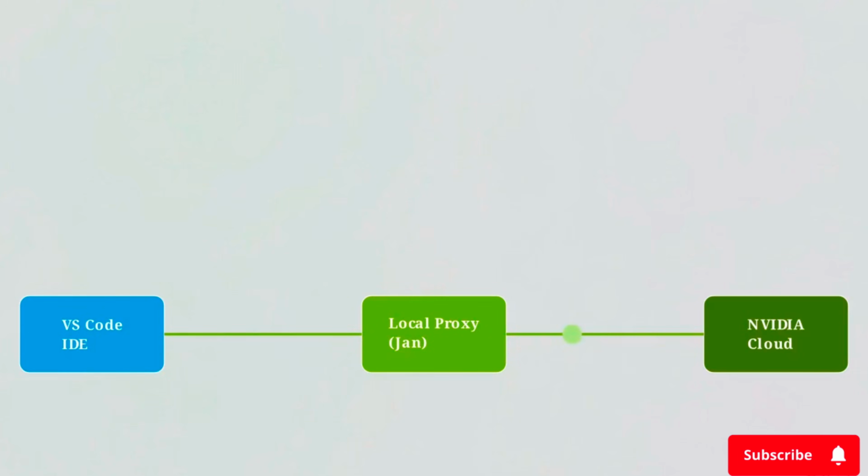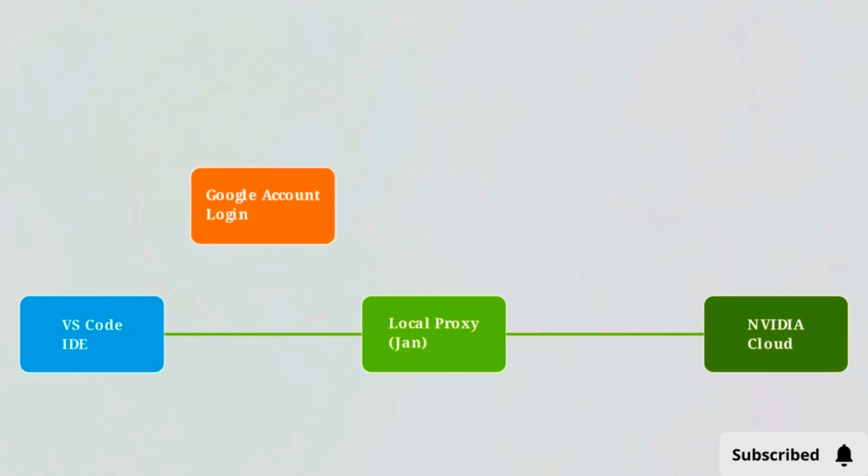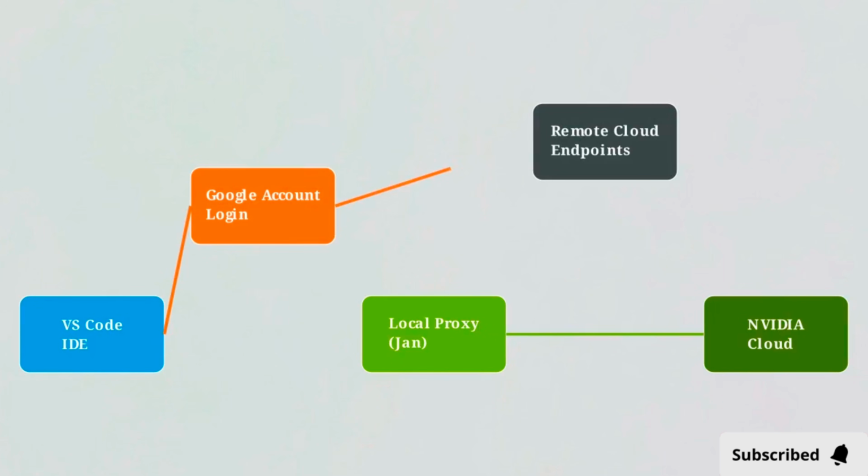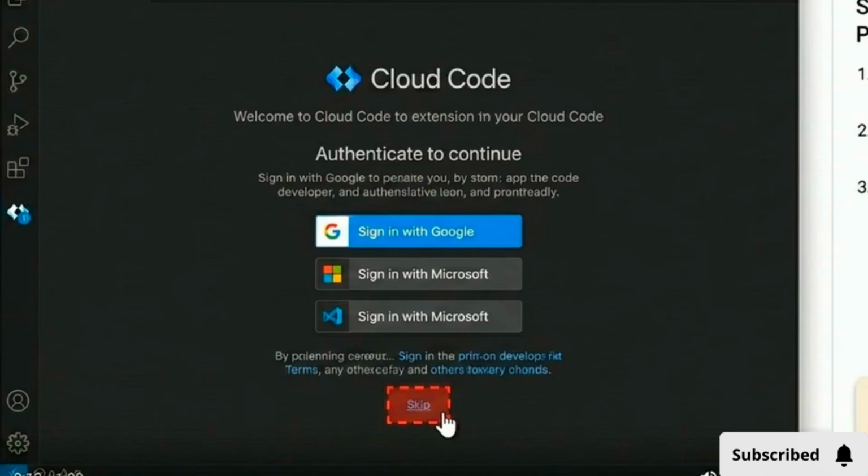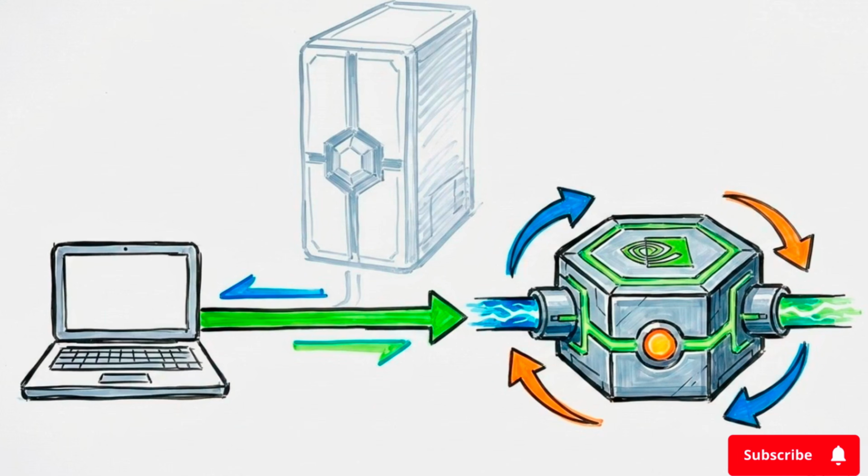If you sign in with a Google account, the extension will lock you into their remote cloud endpoints, overriding our custom proxy. When the authentication screen appears, ignore the login prompts entirely. Just click Skip at the very bottom. Skipping that login is the exact action allowing your IDE to look inward at your Jan proxy rather than outward at a generic cloud server.